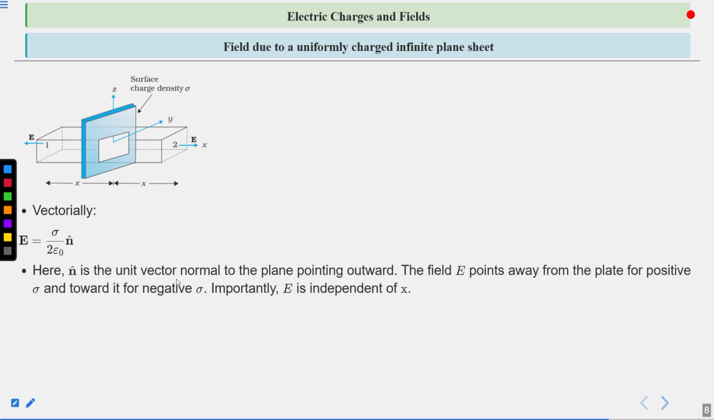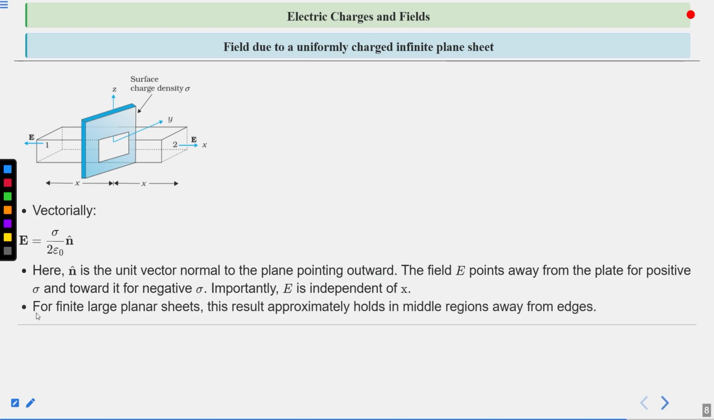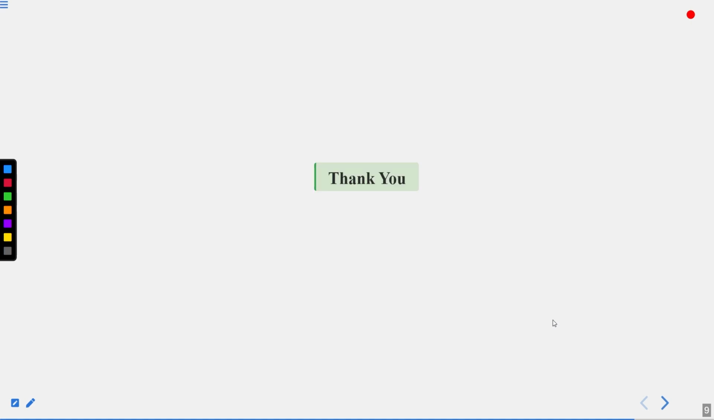Here n cap is the unit vector normal to the plane pointing outward, and field E points away from the plate for positive sigma and toward it for negative sigma. Important point: here E is independent of x. This is very important. For a finite large planar sheet, this result approximately holds in the middle regions away from edges. Thank you for your attention.